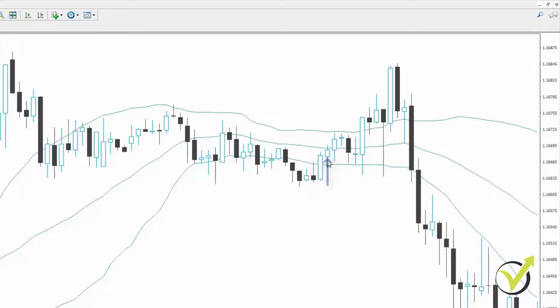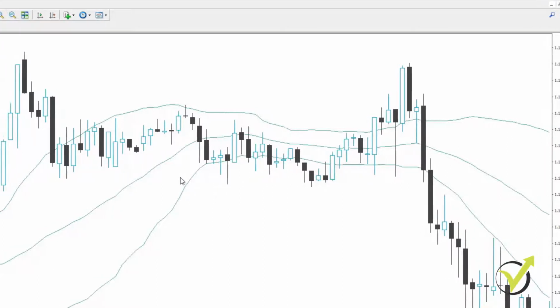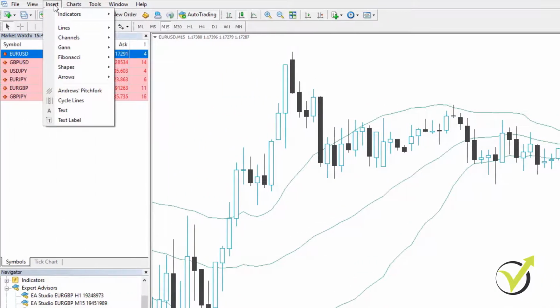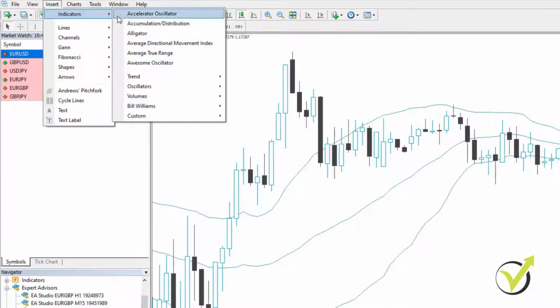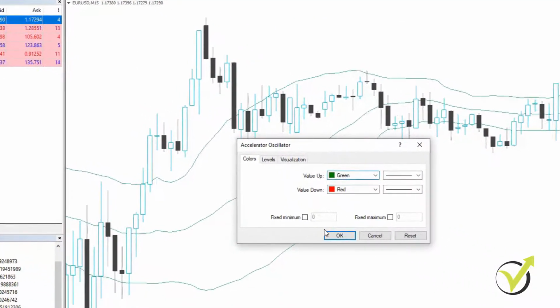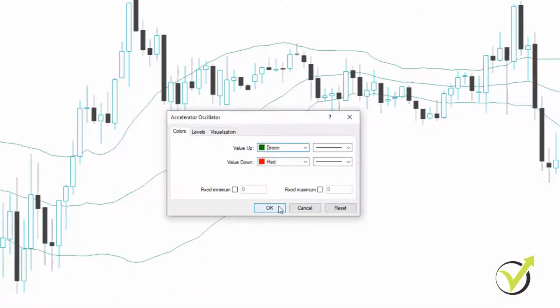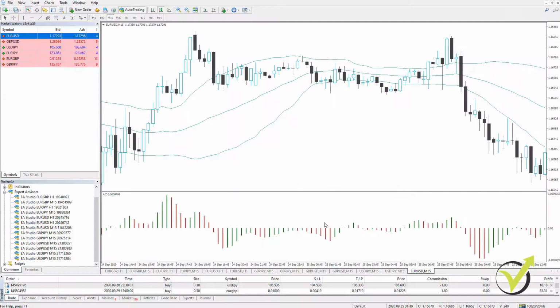But we have as well confirmation with another indicator called accelerator oscillator, and I will just add it from insert indicators, and it's the first one in the list, accelerator oscillator. It does not have any parameters or levels. It is displayed below the chart with green and red bars. If I click on OK, you will see it right below the chart.